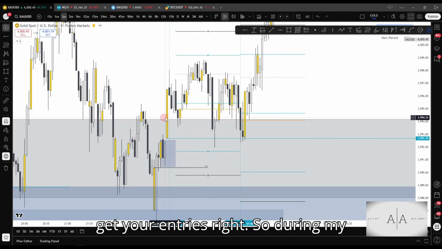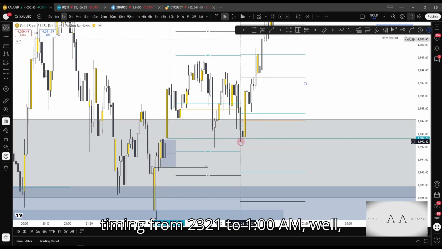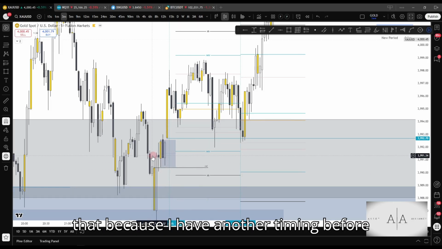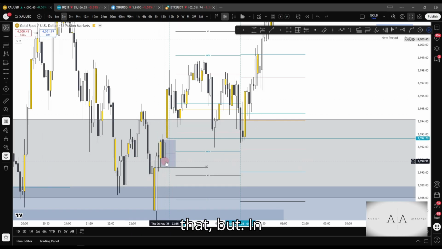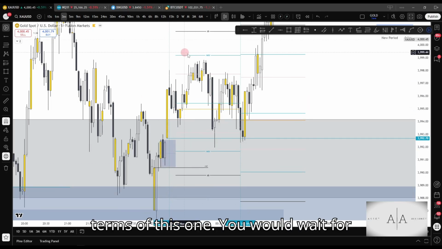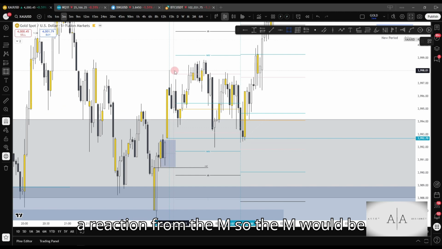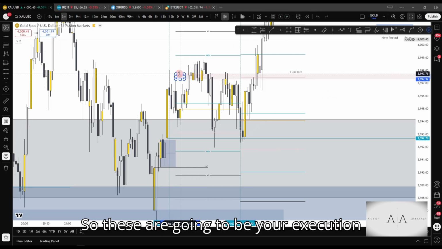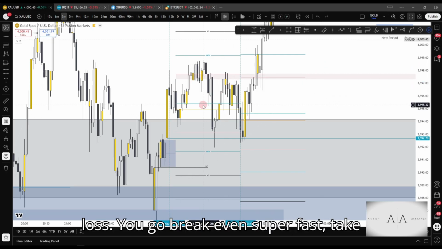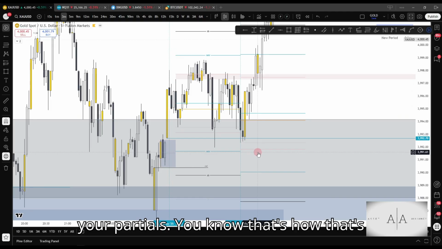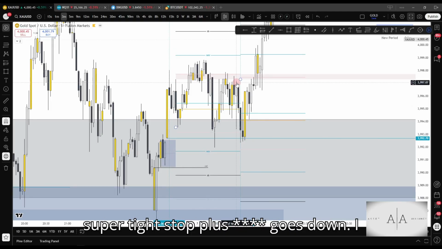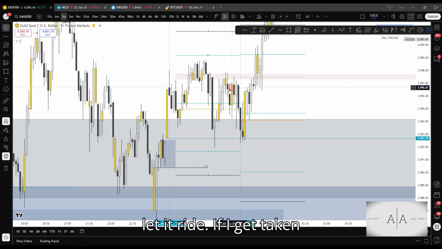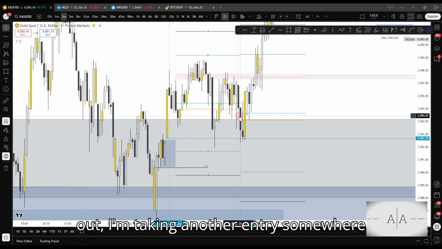So during my timing from 23:21 to 1 a.m., technically I did take the entry before that, because I have another timing before that, but in terms of this one, you would wait for a reaction from the M. So the M would be this. So these are going to be your execution areas where you'll have a tight stop loss. You go break even super fast, take your partials. That's how I roll, right? I take my entries, super tight stop loss, shit goes down, I go break even, I take my partials, and I let it ride. If I get taken out, I'm taking another entry somewhere else, right?